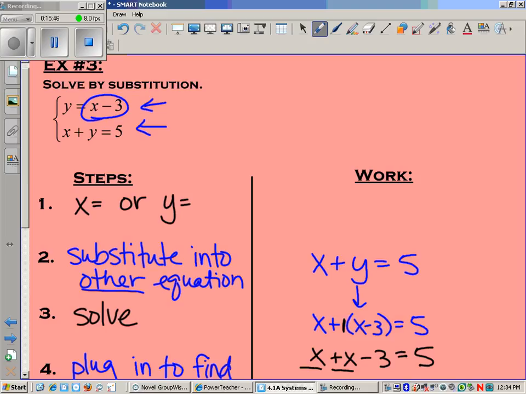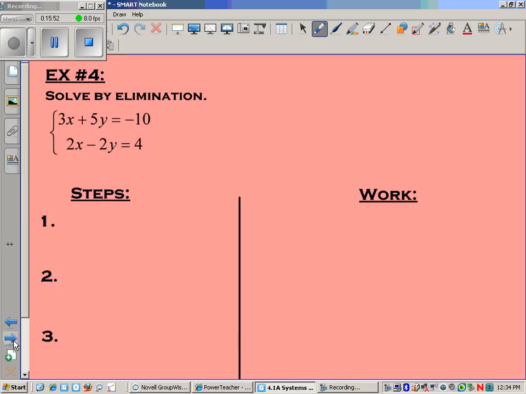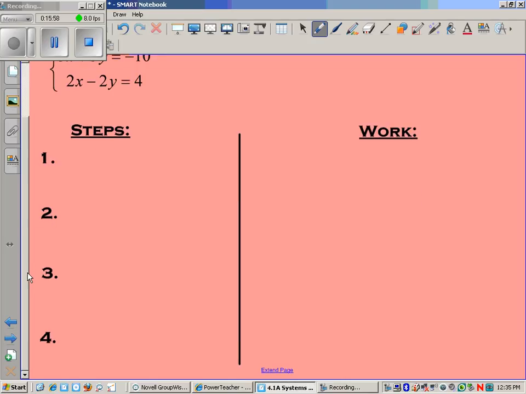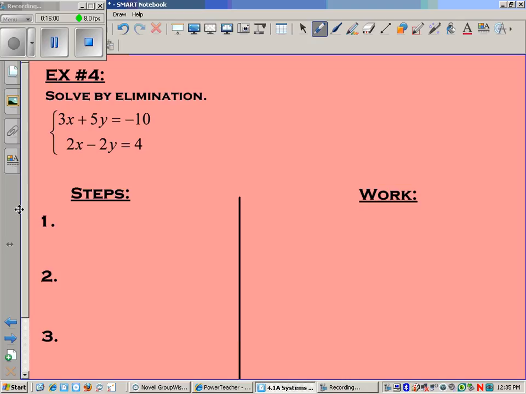Okay, substitution. We've got one more. Let's do an example for elimination. So our last example, this one says solve by elimination. There are 4 steps. I'll give you a second to copy that one down.